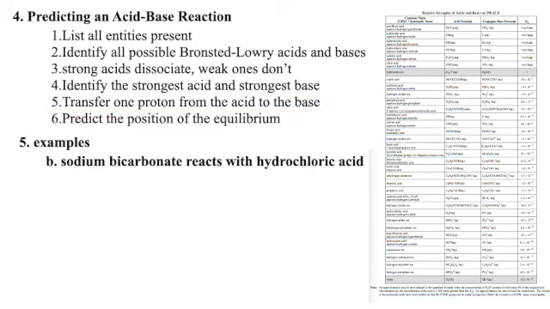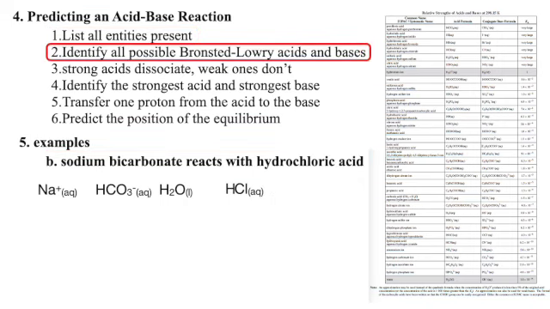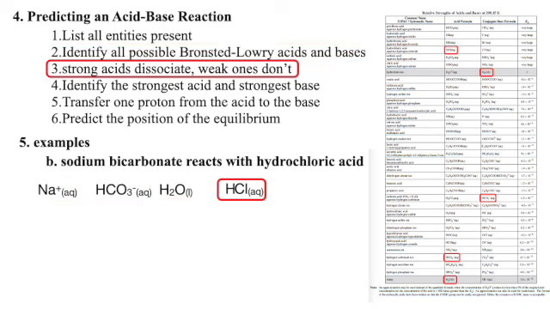Let's look at B. List all entities. So I've got sodium bicarbonate, that dissociates into Na positive, HCO3 negative. I've got water present because I see the aqueous symbol, and I've got hydrochloric acid. So then I go find all of those on the chart. Sodium, I can't find, HCO3 negative is there, water is there, and there's HCl. So then I remember this rule: strong acids break up, weak ones don't. HCl is actually a strong acid. It's going to break up to H positive and Cl negative.